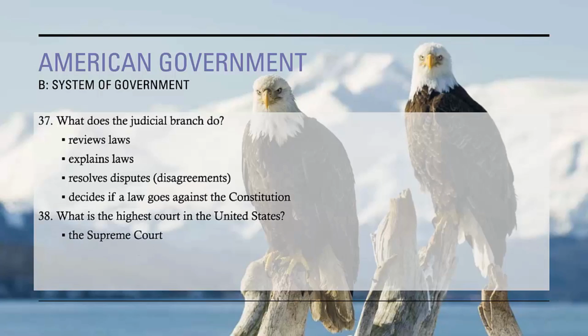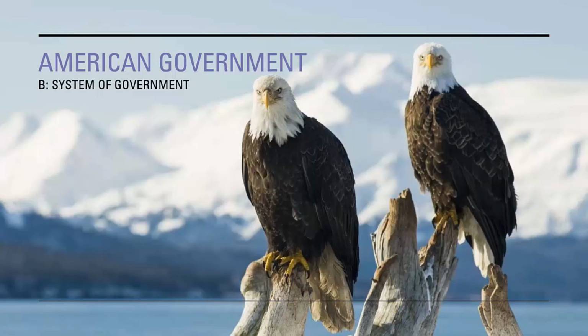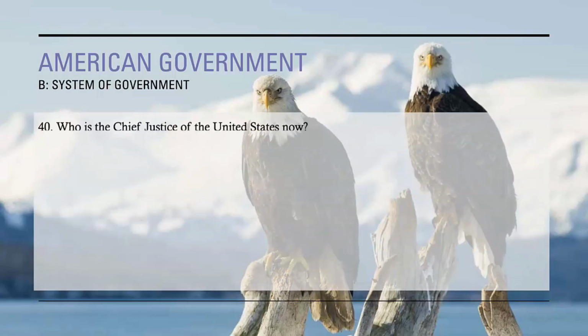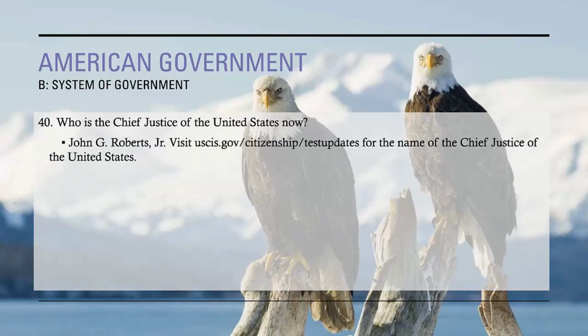Question number 39. How many justices are on the Supreme Court? 9 justices. Who is the Chief Justice in the United States now? Answer: the Chief Justice in the United States is John G. Roberts, Jr.